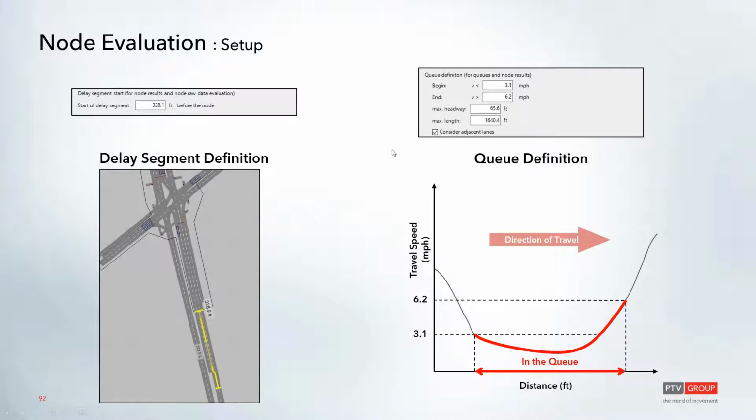And then on the right-hand side, we have some more information about the queue definition. As a vehicle is approaching an intersection, the queue will be considered once that vehicle's speed drops below the begin velocity selected, in this case 3.1 miles per hour. And then the vehicle will continue to be considered to be in the queue until its speed goes past that end velocity set, in this case 6.2 miles per hour. So these are just a couple of ways that you can update that definition for the entire network for both delay segments and queues.